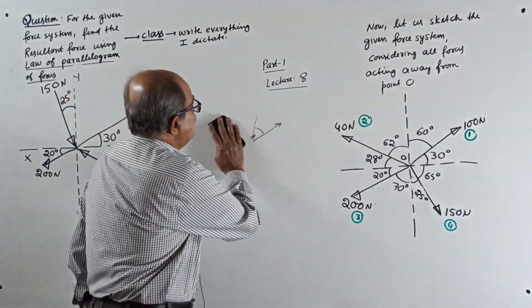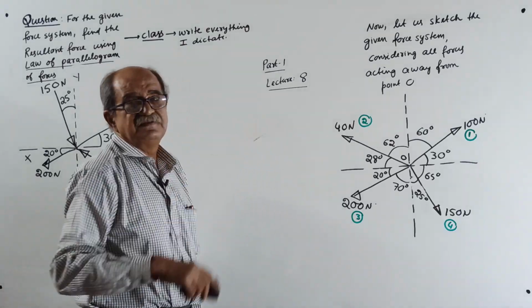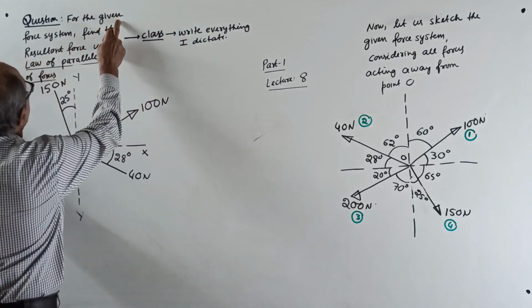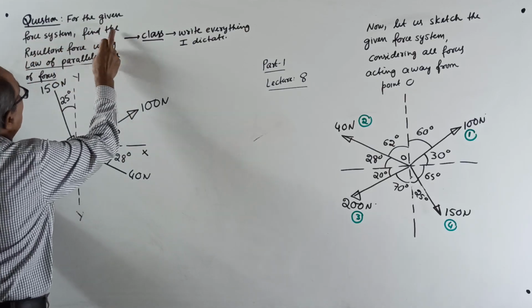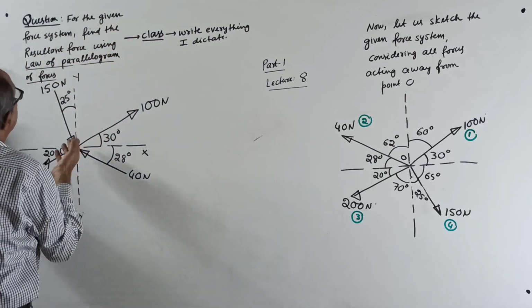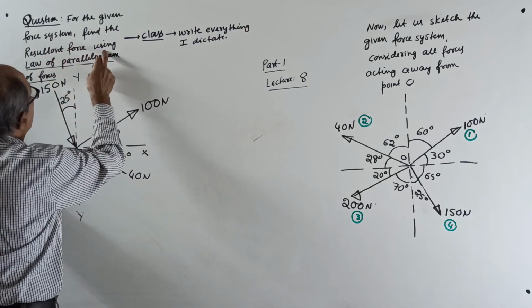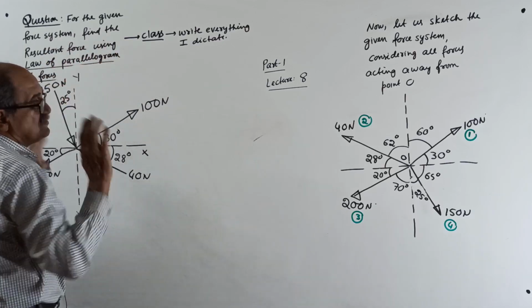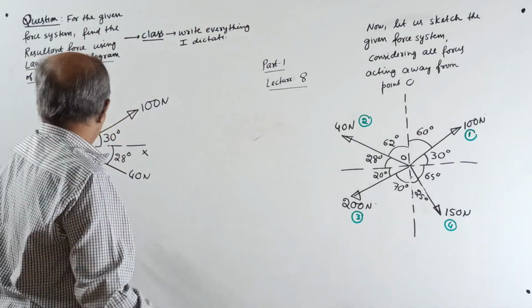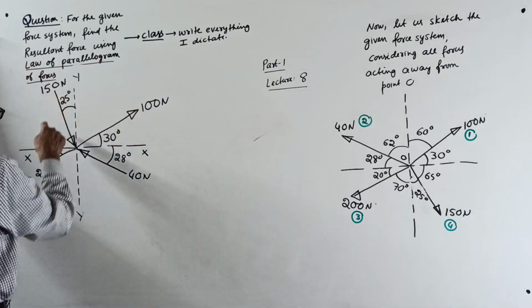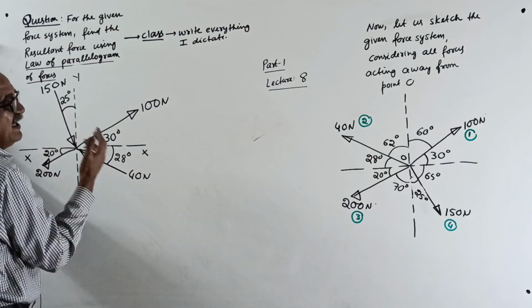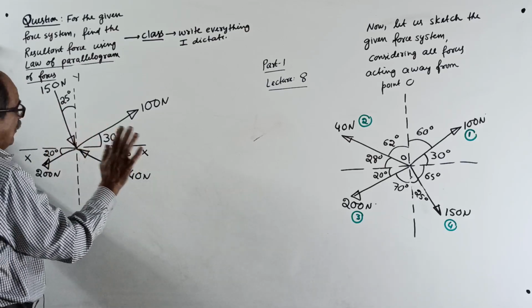Now, come to today's class. The question I have written here. See, the question: for the given force system, the forces are not given as concurrent. You have to observe it. Find the resultant force using the law of parallelogram of forces. Observe here: 1, 2, 3, 4. First I thought I will give some 5, 6 forces, then I decided that is too lengthy, so 4 forces are sufficient.